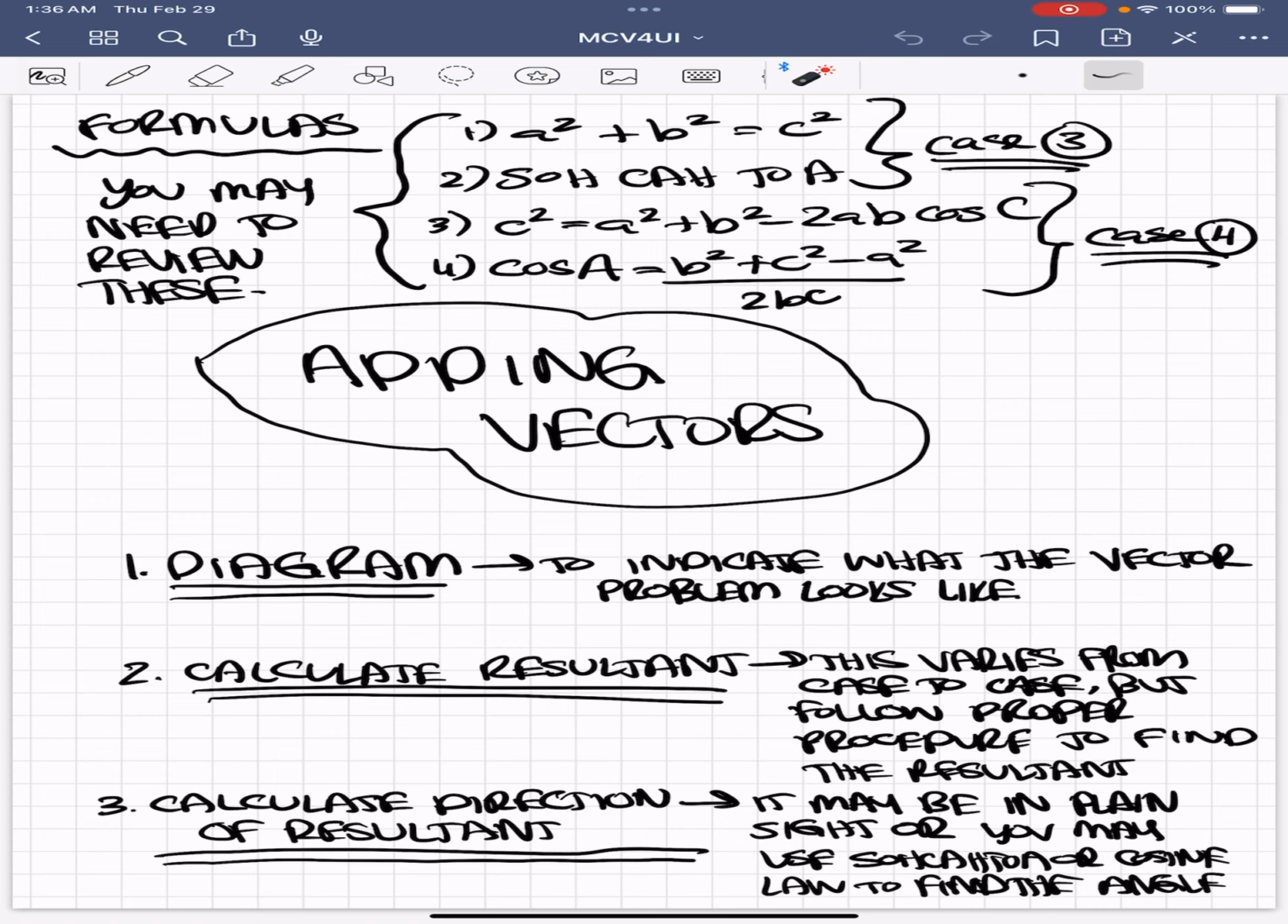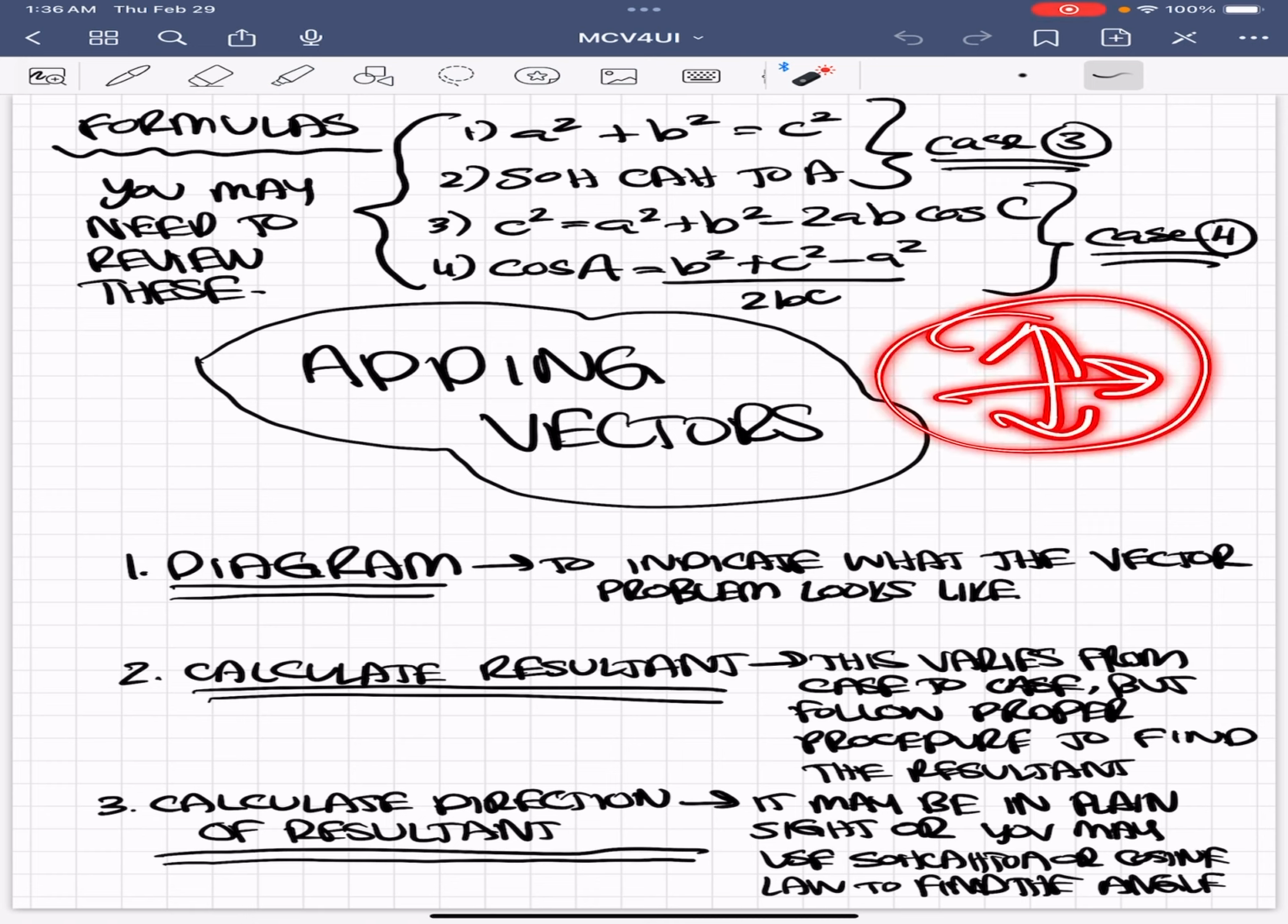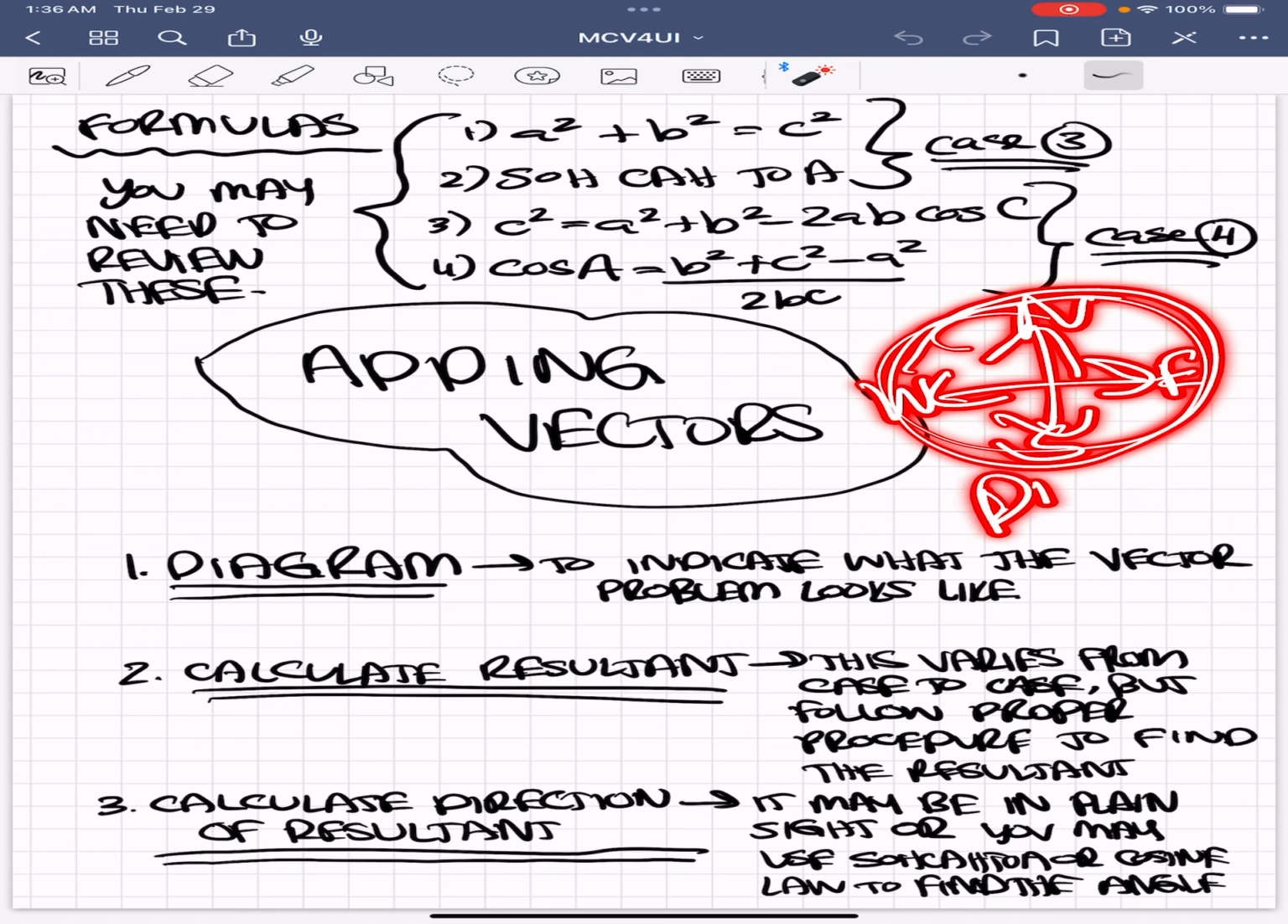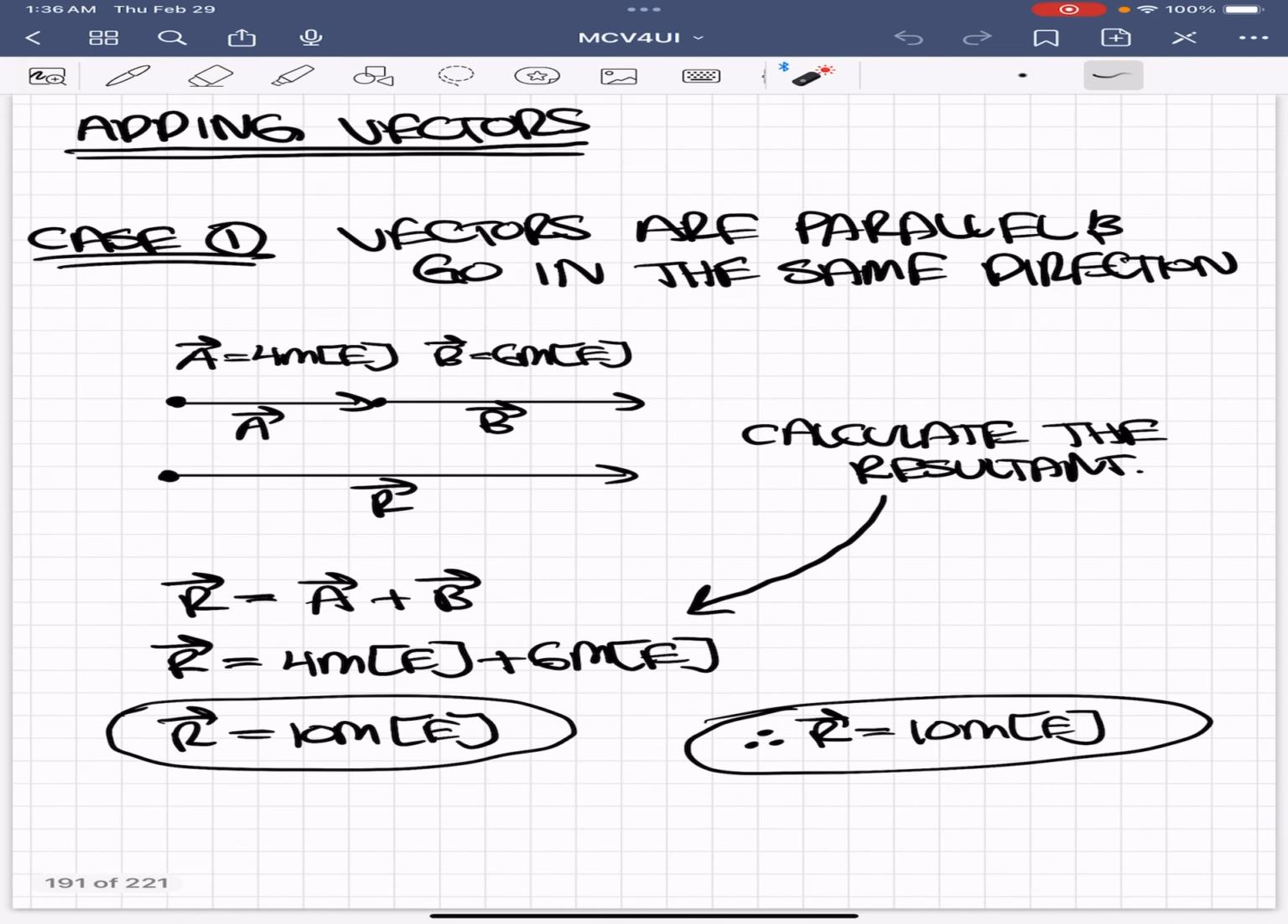So which way is it going? Is it going north, south, east, or west, or any of those? So which direction is it going in? So that's why we include the direction. Moving on.